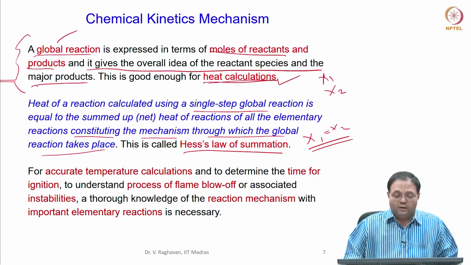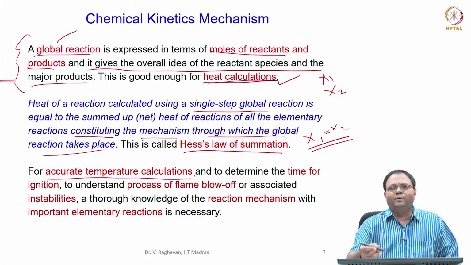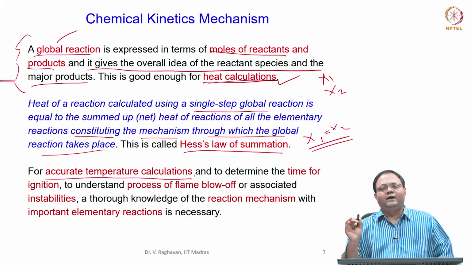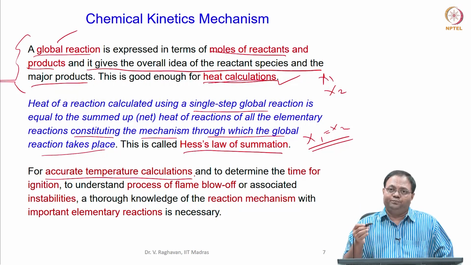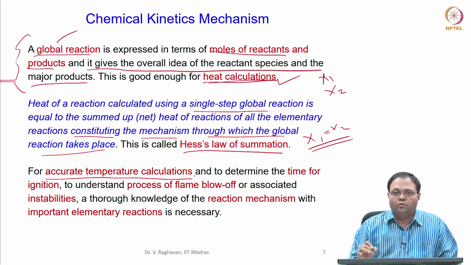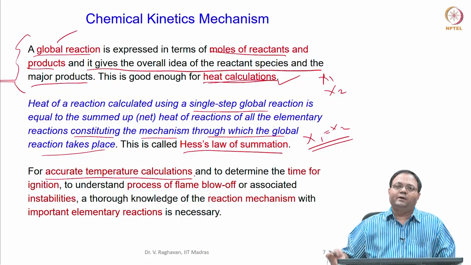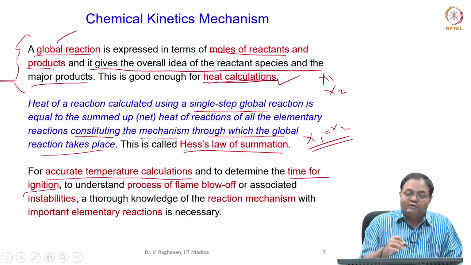However, for accurate temperature calculation, even this global single step reaction can give some idea, some order of temperature. See, if the actual temperature is say 2200, it may give a slightly higher temperature, so 2300 or 2400, something like that. But if you want accurate temperature calculations, okay, then you should go for mechanisms, or time for ignition. So, these are very important things.